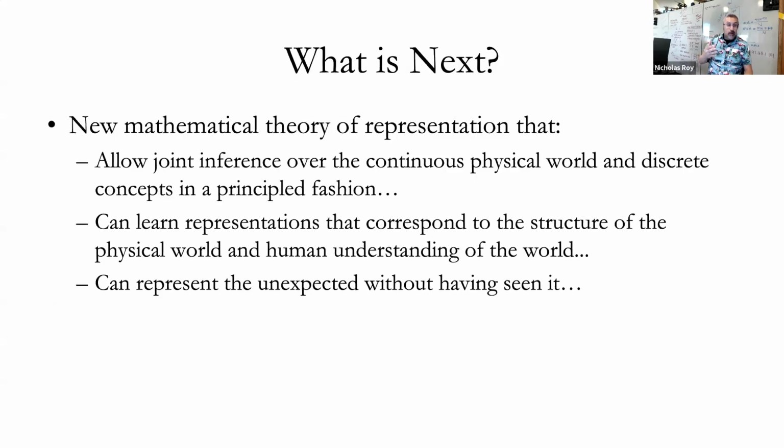But really, what hopefully I've demonstrated here is that we really need a new theory of representation that allows us to find abstractions of the continuous physical world that allow joint inference in a principled fashion. We really want to learn representations that correspond to the structure of the world, and we also ultimately want abstractions that correspond to the human understanding of the world. And something that I didn't talk about today, but I think is really important, is we want to be able to represent the unexpected also without having seen it, which is of course another really crucial capability of an awful lot of abstractions in language and other places.